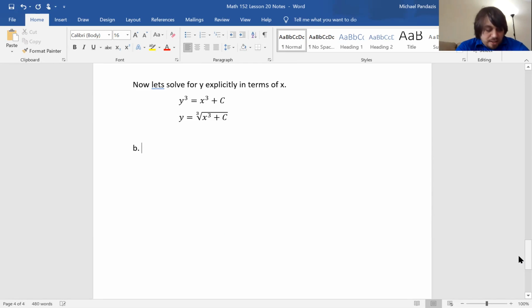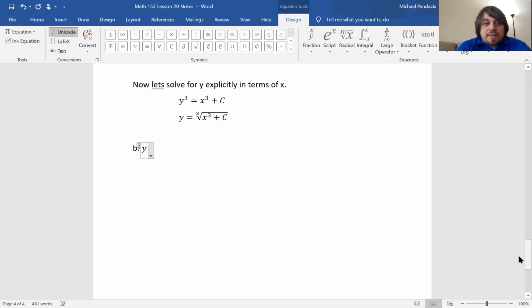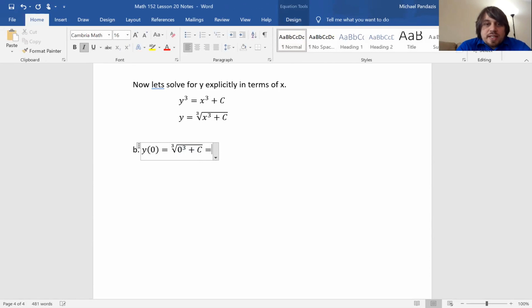Okay, so for B, find a solution of this equation that satisfies the initial condition y of 0 equals 2. Just plug in 0 for x. So you have y of 0 is equal to the cube root of 0 cubed plus C, and that's equal to the cube root of C.